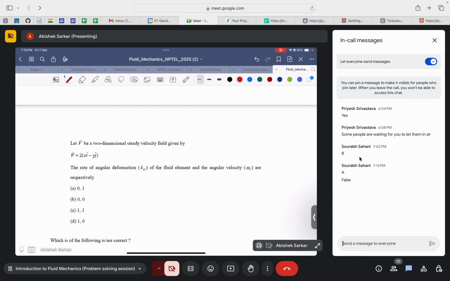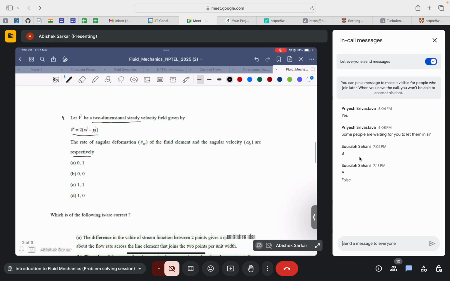Again, for this you need to take out your pen and paper. The question is: let V be a two-dimensional steady velocity vector field given by V equals 2x i cap minus y j cap. The rate of angular deformation epsilon dot xy and the angular velocity omega z are given by... so you need to evaluate both epsilon dot xy and omega z. You can go back to the expressions for epsilon dot xy and omega z, and given the velocity field, you need to tell me their values.